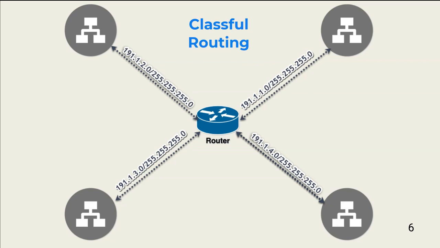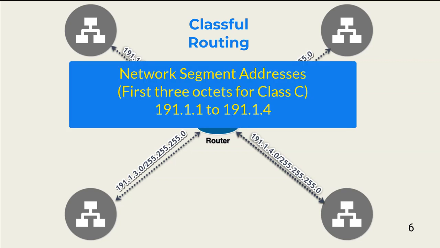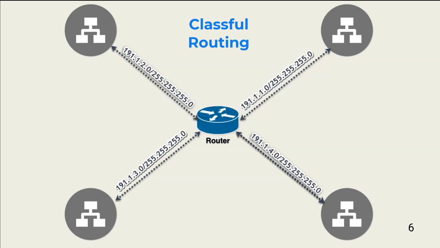This is an example of how we use classful network addresses. This router moves packets based on their IPv4 classful addresses. The IT team determined that each network segment would only need 100 or fewer host addresses, so it decided to use a Class C address space. If you remember, the first 3 octets in a Class C address represent the network or network segment. In this example, the network addresses are 191.1.1 through 191.1.4.0.